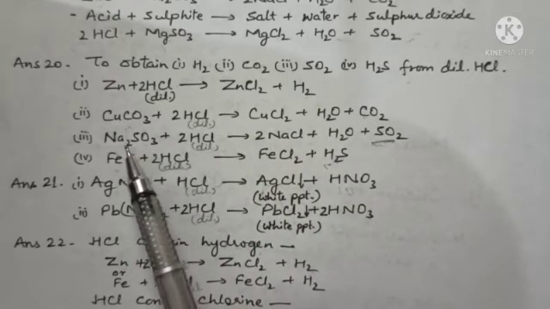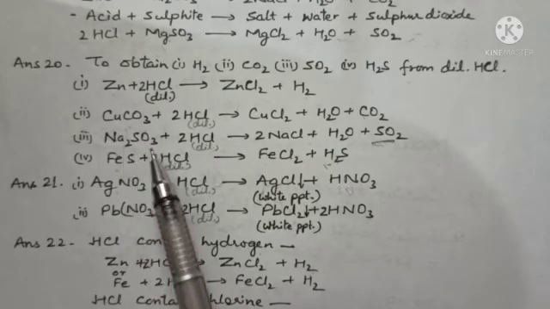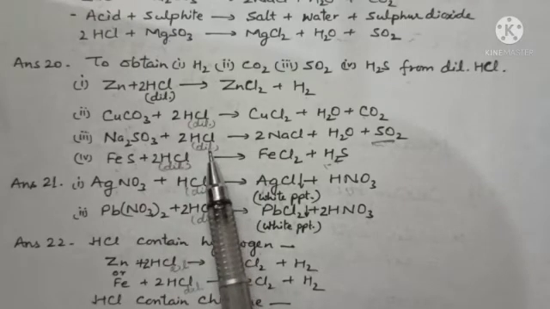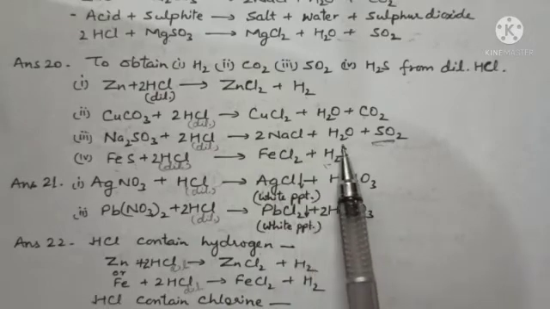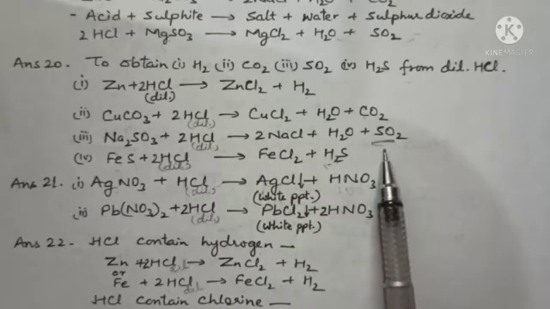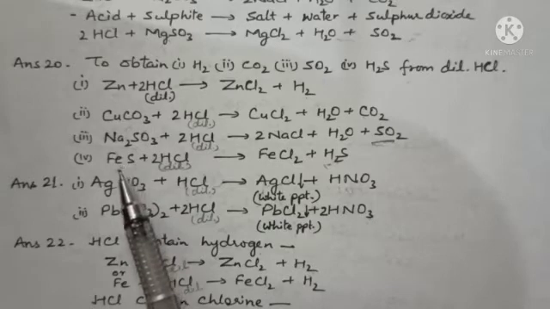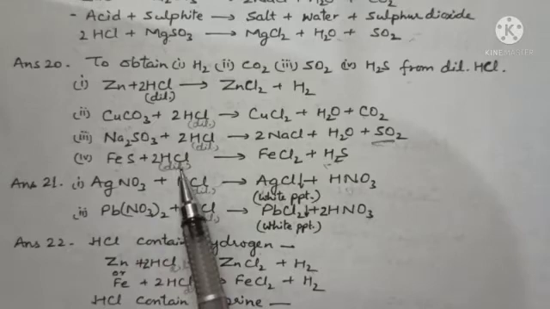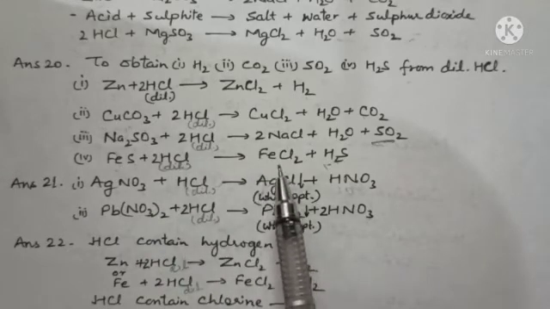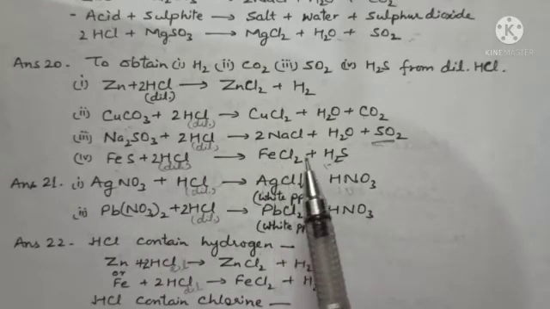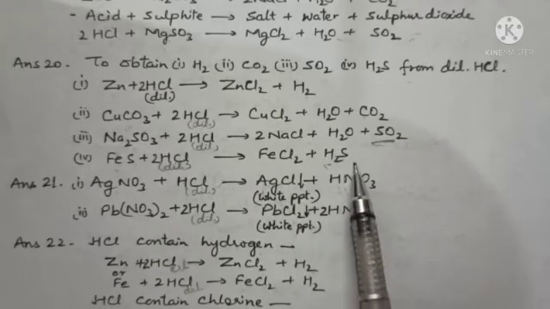In the same way, to get sulfur dioxide gas, you take a metallic sulfide, that is sodium sulfide. When it reacts with dilute hydrochloric acid, you will get sodium chloride plus water and sulfur dioxide gas. The fourth one is to get hydrogen sulfide gas. You take iron 2 sulfide, and it reacts with dilute hydrochloric acid to get iron 2 chloride and hydrogen sulfide gas.